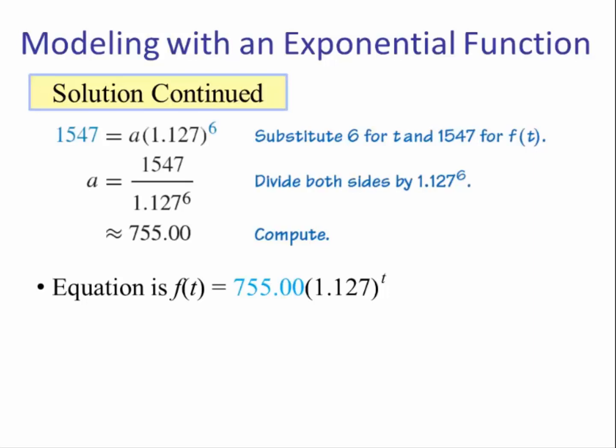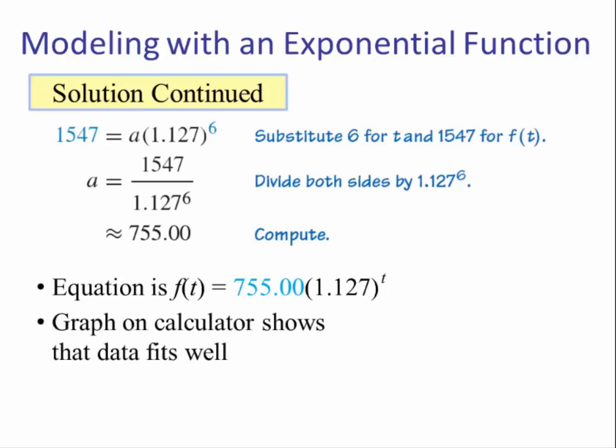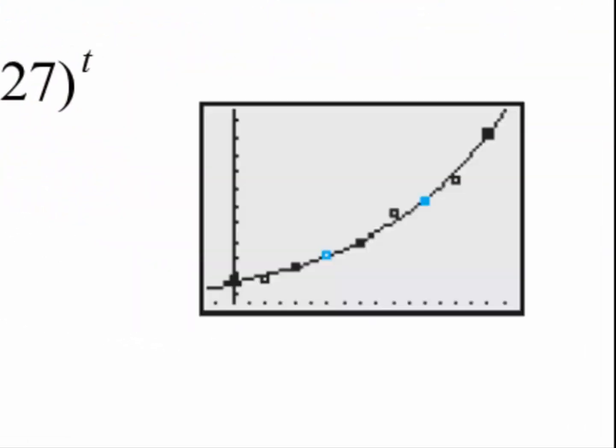So the final equation is f of t equals 755 times 1.127 to the t power. Putting this in the graphing calculator, we see that this exponential curve models the data very well.